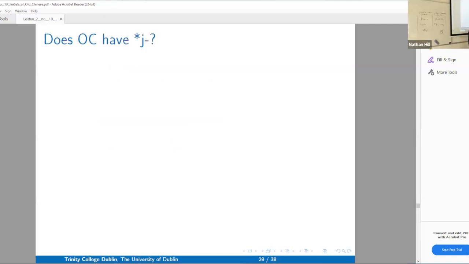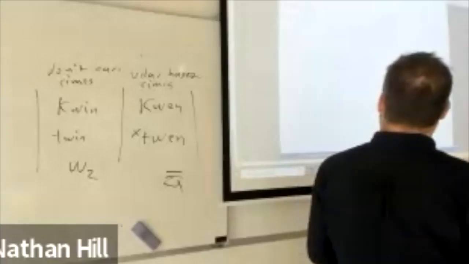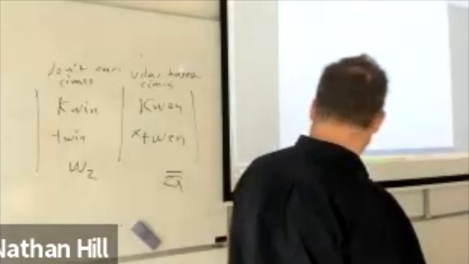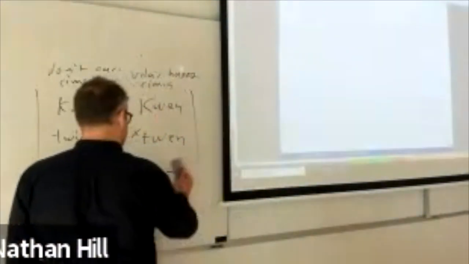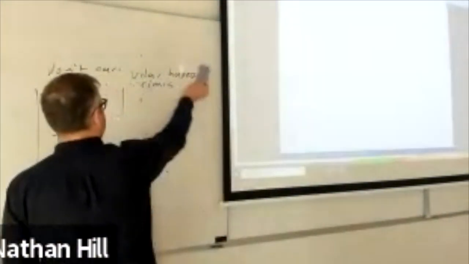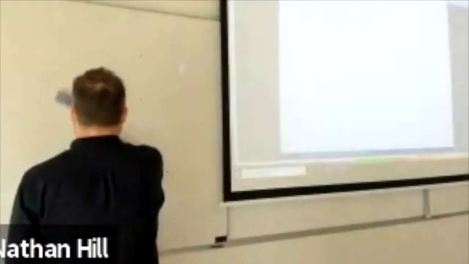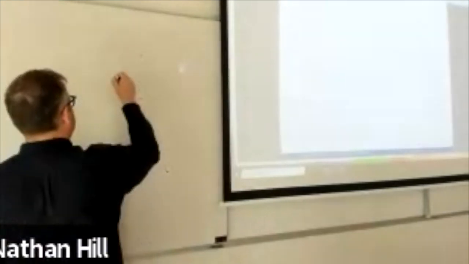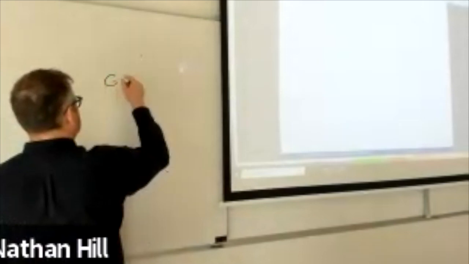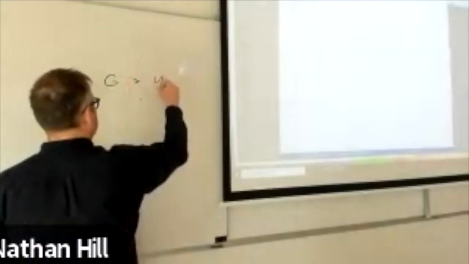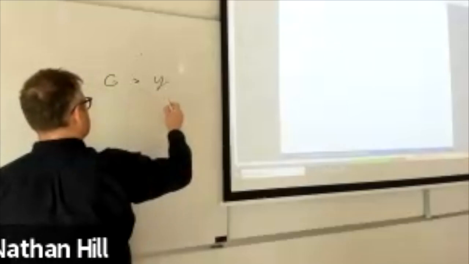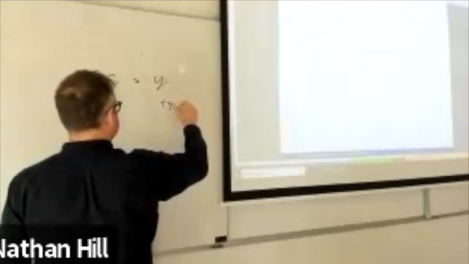Now, this is the new part. Does Old Chinese have a Y? So far, we have said that ga is one source of Y, in the way in Chinese syllables.